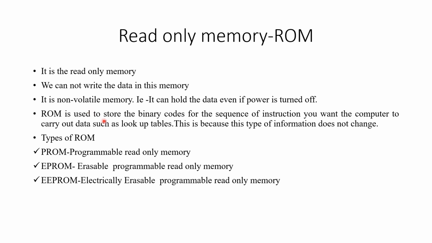The ROM is used to store the binary codes for the sequence of instructions you want the computer to carry out, and data such as lookup tables. The ROM stores data which does not change because it is read-only memory. We cannot rewrite the data here, so we can store data like instruction lookup tables and constant data in the read-only memory. The types of ROM are programmable read-only memory, erasable programmable read-only memory, that is EPROM, then E-squared ROM, that is electrically erasable programmable read-only memory.